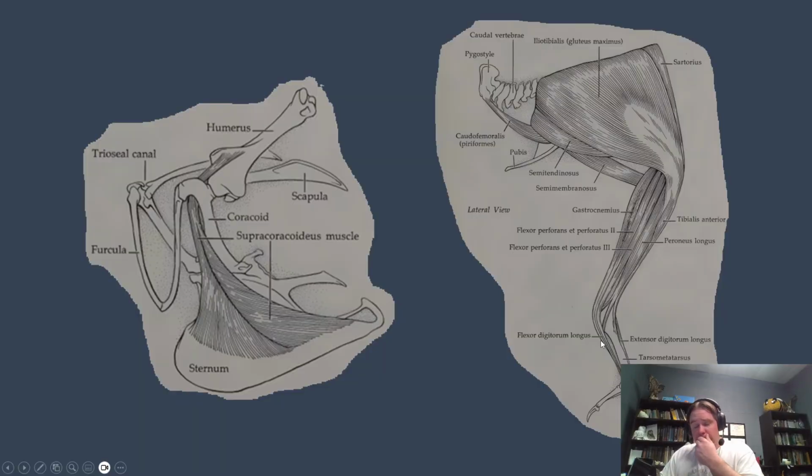The diagram on the right here showing the leg, there's one thing in particular that's quite important. That's this flexor digitorum longus, and it's associated... Oh, what's the word I'm looking for? I've lost the word.